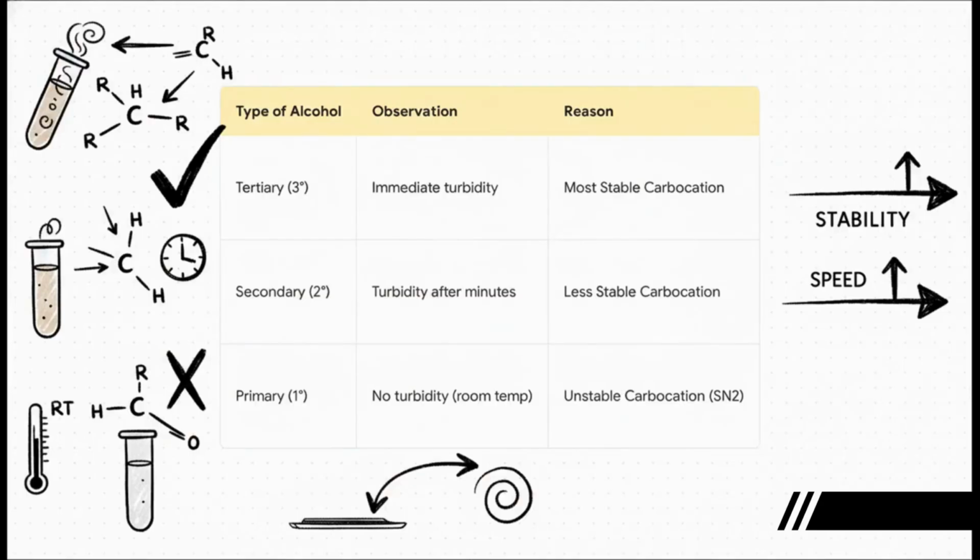Now check out this table. For a tertiary alcohol, what do we see? Immediate turbidity. That's just a fancy way of saying it gets cloudy right away. And why does that happen? The reason is right there. It forms the most stable carbocation.